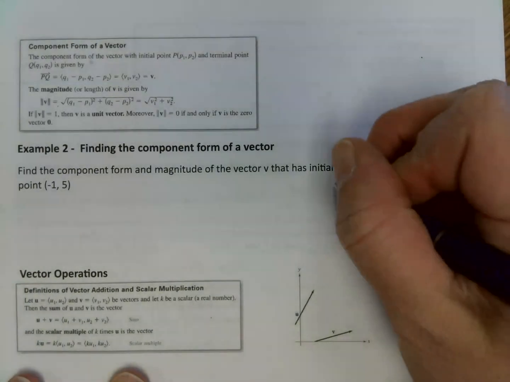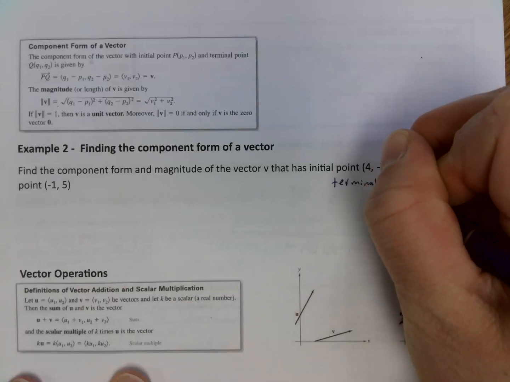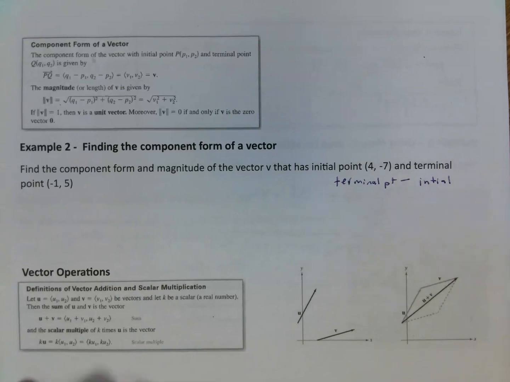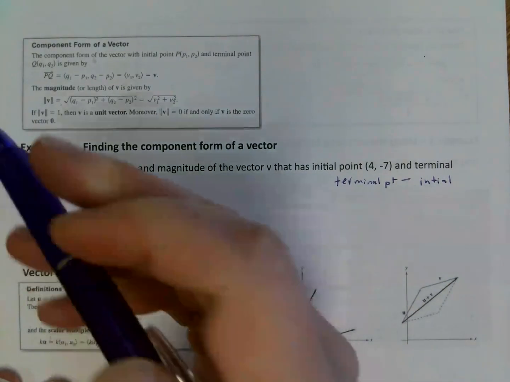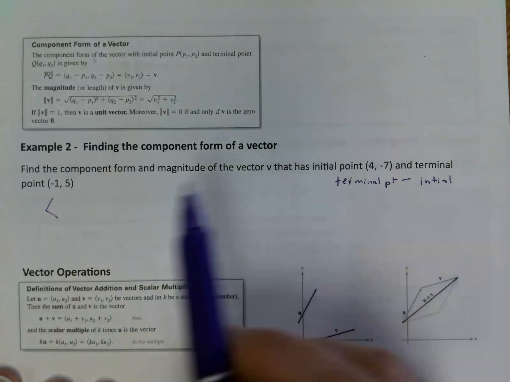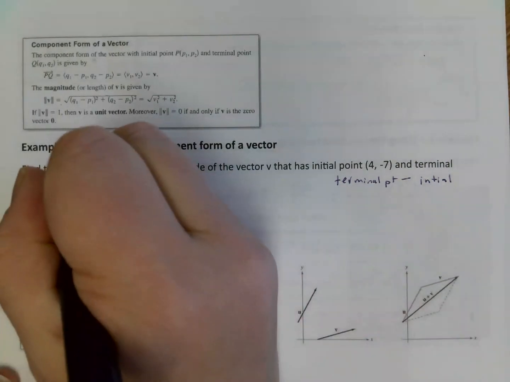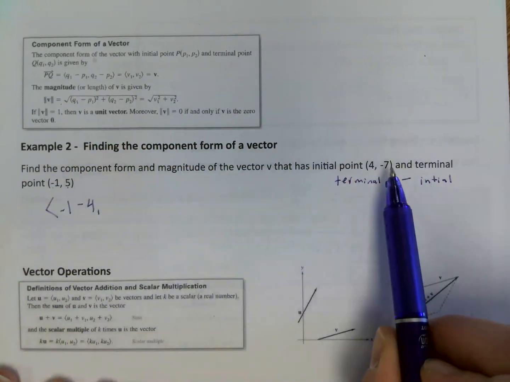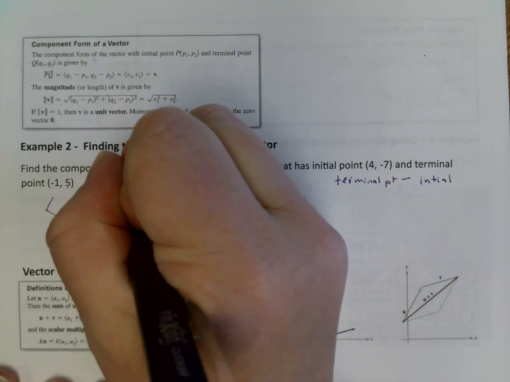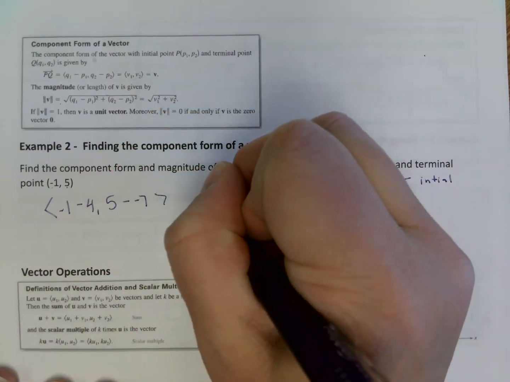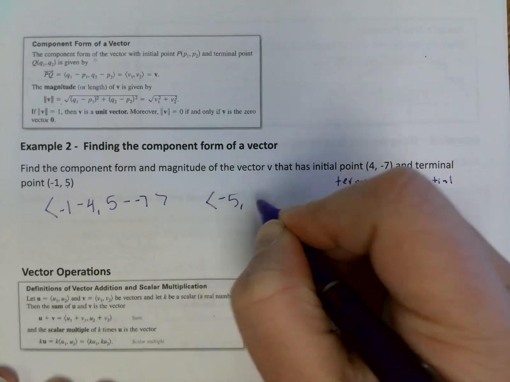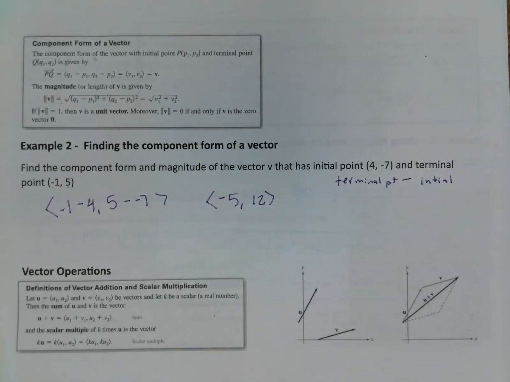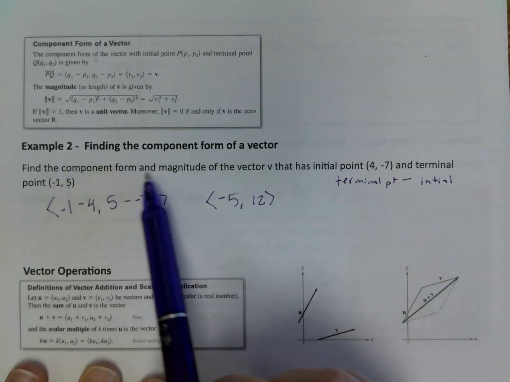When you do this, you want to take your terminal point, subtract the initial. Same type of thing, why I rewrote it up there. So my terminal point is this. I'm looking at my vector. I would take my -1, subtract 4. And then here I'm going to take my 5, because that's my terminal point, subtract -7. So my vector component would be -5 and a positive 12. This is my component form.